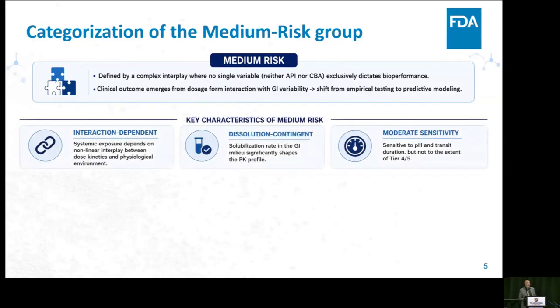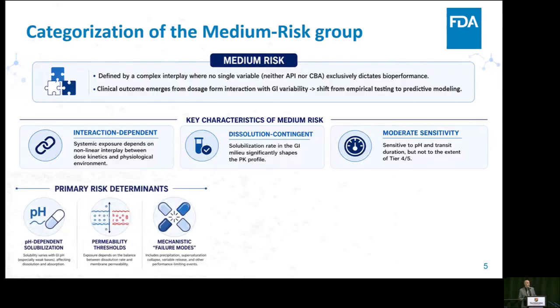And the main characteristic of this medium risk group is that it is interaction dependent, where the systemic exposure depends mainly on the interplay between the release rate in the gut and the physiologic environment, as well as being dissolution contingent, where solubilization as a function of changing pH is what shapes or determines the shape of the PK profile, as well as moderate sensitivity to pH compared to the high risk and very high risk groups.